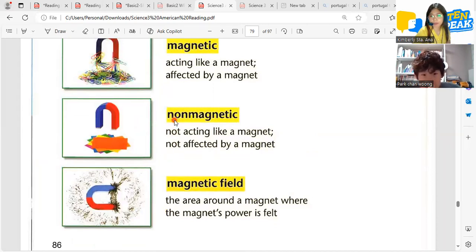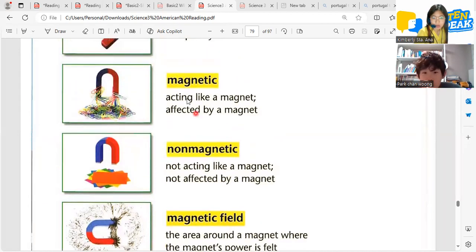Can you help me? Non-magnetic. As you can see, we have two words here. It is magnetic. Opposite. Yes, very good. That's what I want to tell you about. It's opposite, the magnetic and non-magnetic. So we can easily sort this one out. It's just the direct opposite of magnetic. So they don't act like a magnet and they are not affected by a magnet.